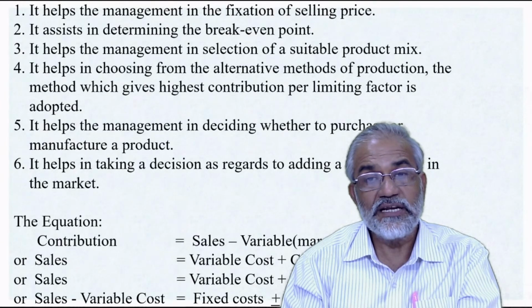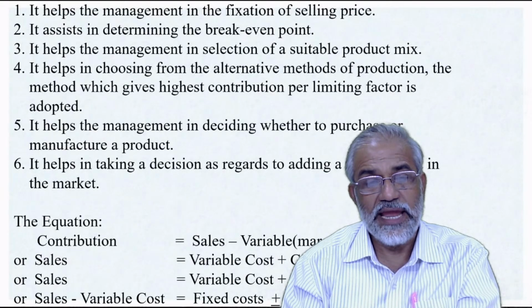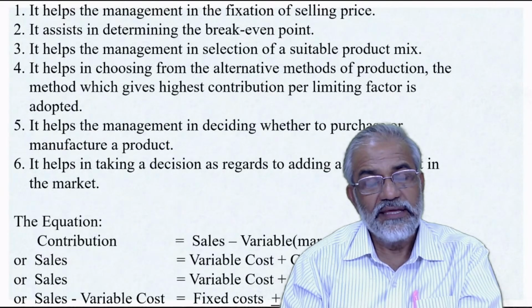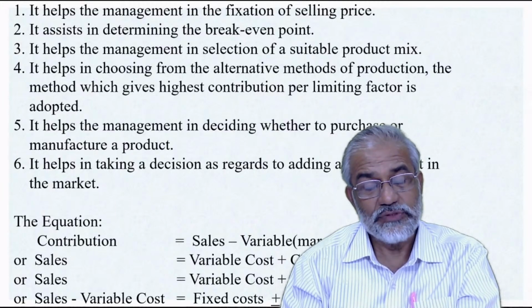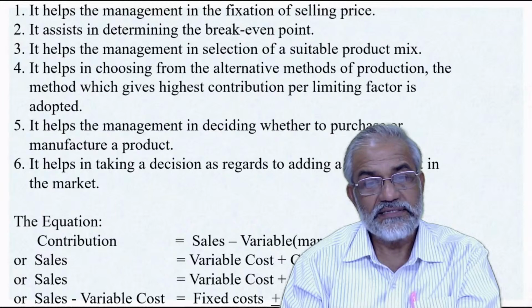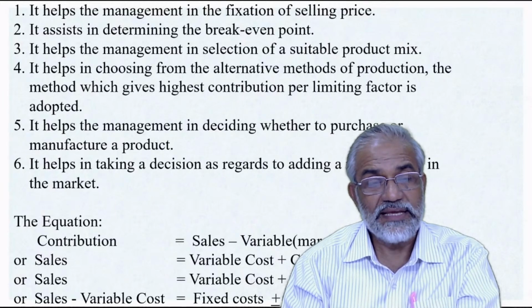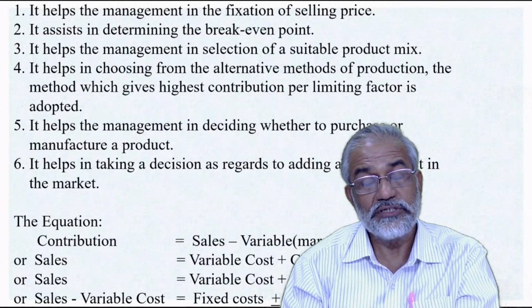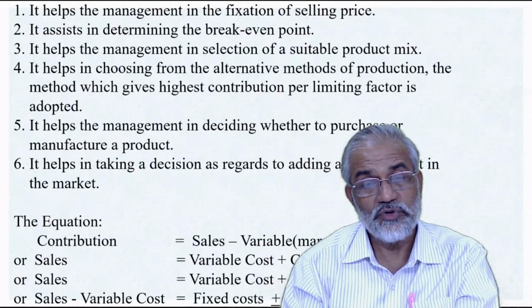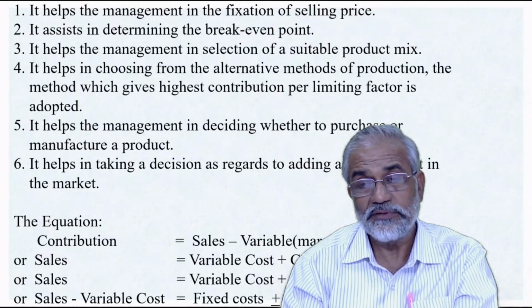When there is a comparison of products, suppose there are two products A and B. Product A gives higher contribution and product B gives lower contribution, and the fixed cost for both A and B is the same. In that case, the product which gives higher contribution is obviously to be accepted and continued, and the production of the other product has to be dropped.